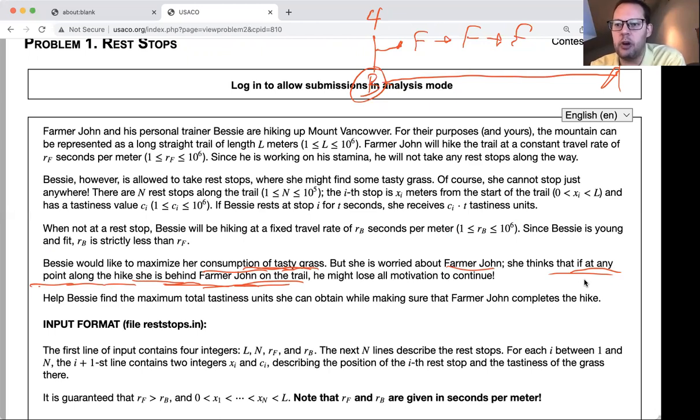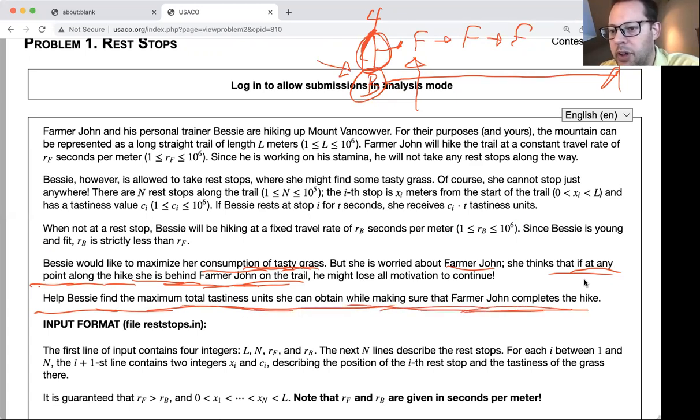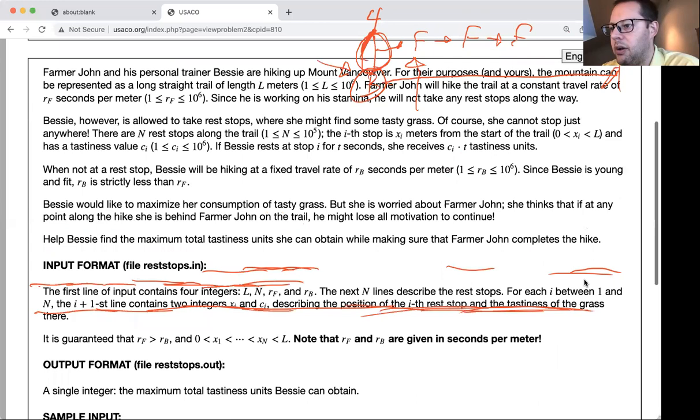And additionally, as soon as Farmer John reaches this location, Bessie has to leave immediately. It's not when Farmer John reaches the next meter; it's as soon as he reaches the spot. If he goes even 1 second past that, then Farmer John will be considered to be ahead, even though it hasn't been enough for him to move a full unit yet. We do have to keep track of fractional units. So as soon as Farmer John arrives, Bessie needs to depart. Help Bessie find the maximum total tastiness units she can obtain while making sure that Farmer John completes the hike. So basically she's going to be racing forward trying to find tasty grass locations, then parking at them, eating until Farmer John catches up, and then departing right afterwards.